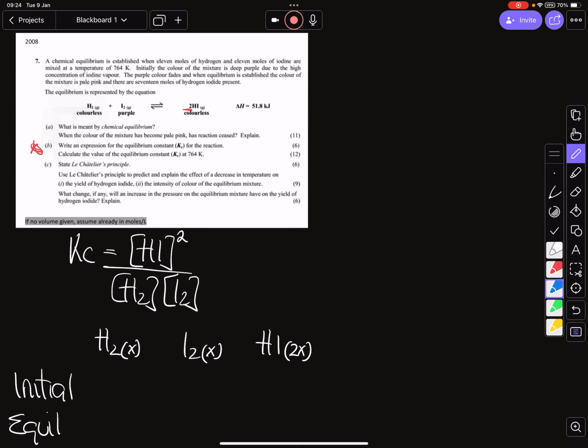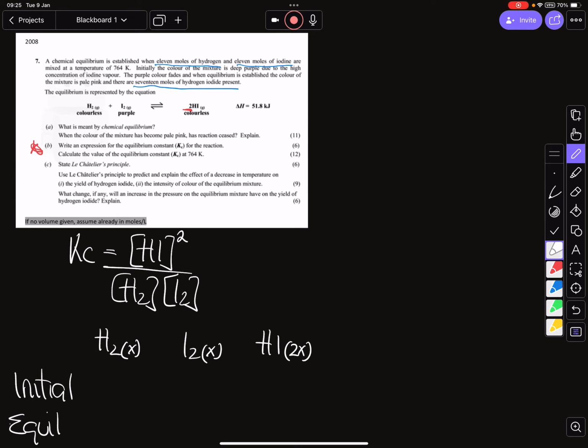So when we scan through the question, we are looking for moles and a volume. So I have 11 moles of hydrogen, I have 11 moles of iodine. That's going to be my initial. I've got my color change blurb, and then at the very end I have 17 moles of HI present. So that's going to be my equilibrium concentration.